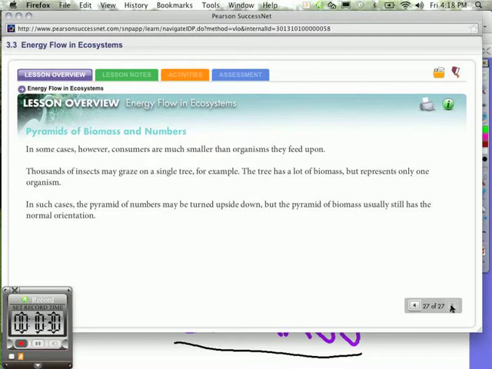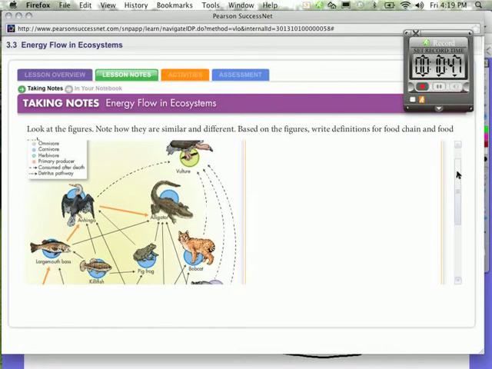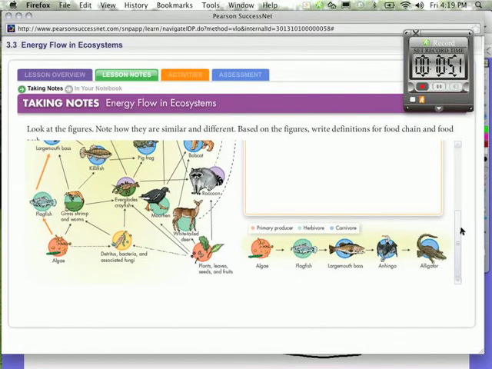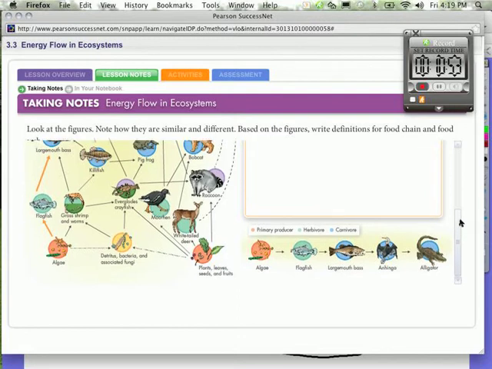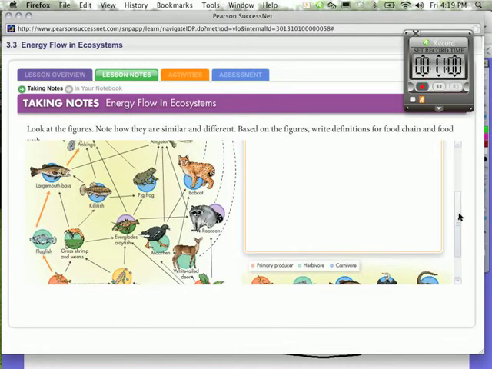And lastly, look at the figures. Note how they're similar and different. Based on the figures, meaning either the food web or the food chain, write definitions for food chain and food web. These pictures are in your book, so go ahead and study them, and then write a definition as you understand these pictures. Algae, flagfish, largemouth bass, aninga, and alligator, then all of the other animals that are listed in that giant food web. There are many, so think about it carefully before you write your definitions, and that is your homework.